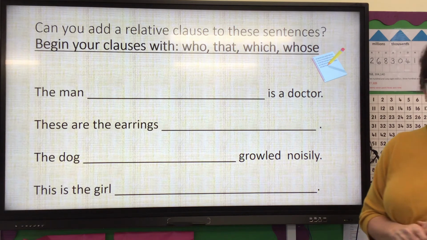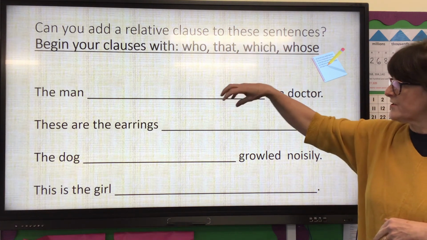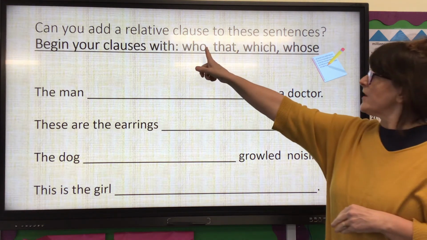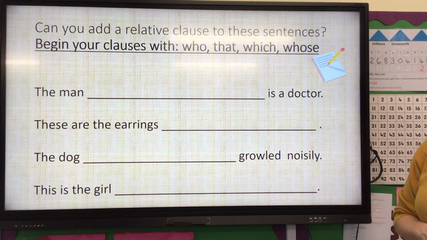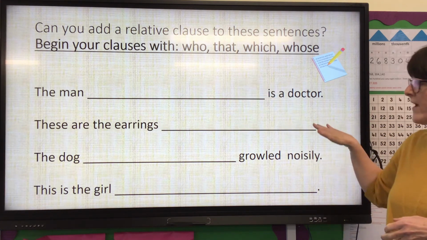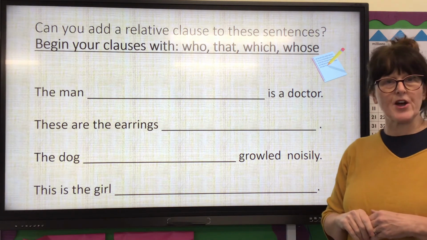Your second activity is to try and come up with your own relative clauses to slot into the gaps in these sentences. I've given you the relative pronouns, who, that, which and whose, to get you going. Just see if you can come up with a really good relative clause that would fit well either in the middle or at the end of these sentences. Stop the video and have a go.